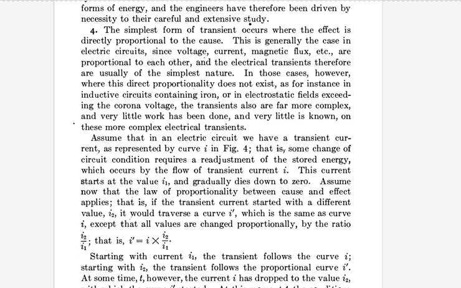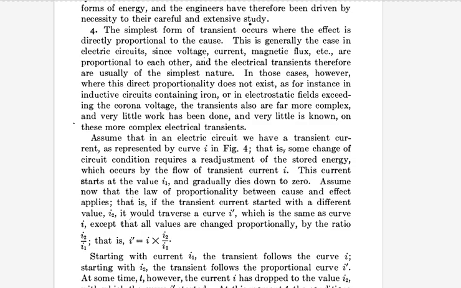4. The simplest form of transient occurs where the effect is directly proportional to the cause. This is generally the case in electric circuits, since voltage, current, magnetic flux, etc., are proportional to each other, and the electrical transients therefore are usually of the simplest nature.